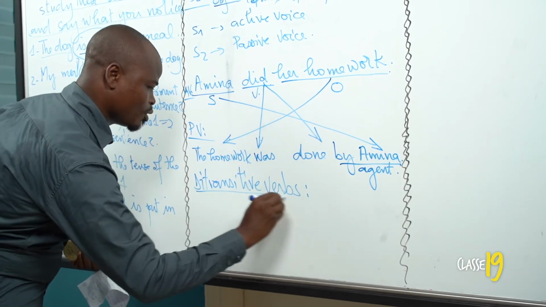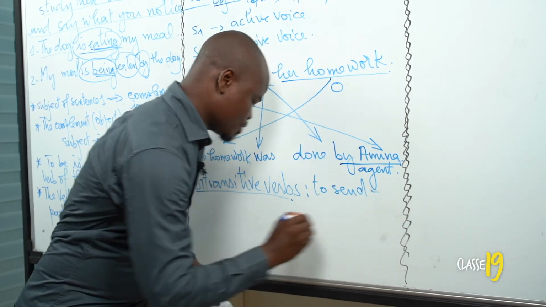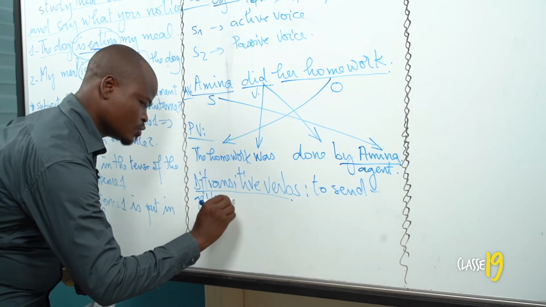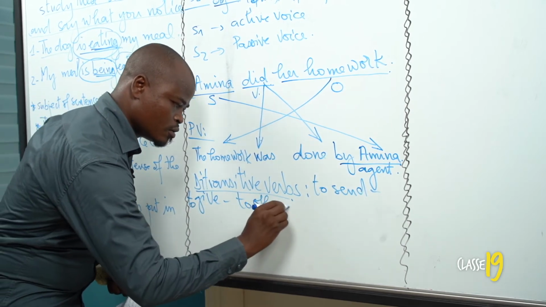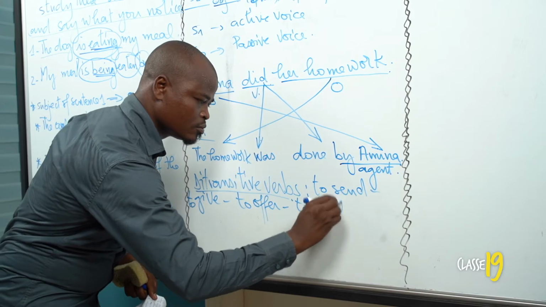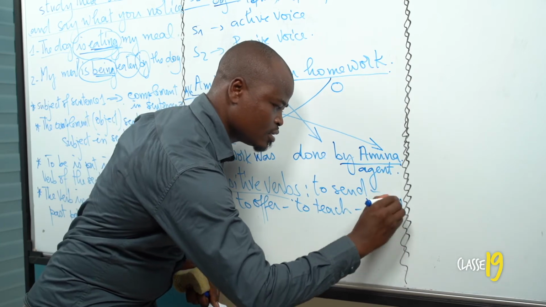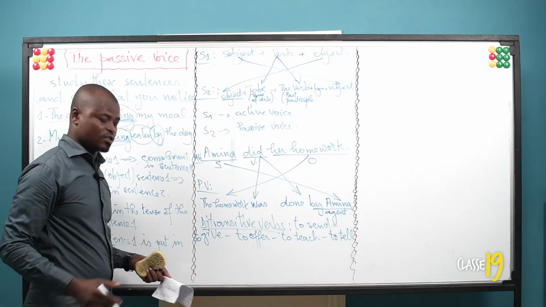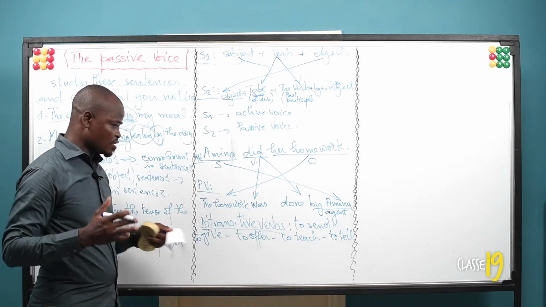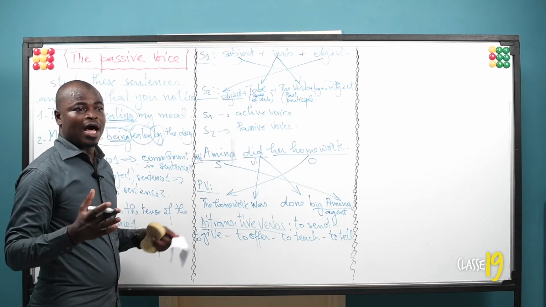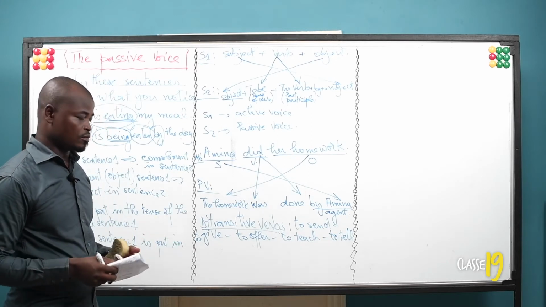We have, for example, the verb to send, to give, to offer, why not to teach, to tell. Yes. There are many other transitive verbs. Okay? Those verbs are transitive because with them we can have two objects, direct and indirect objects. We have many transitive verbs.